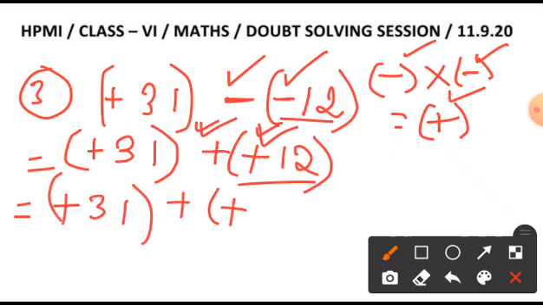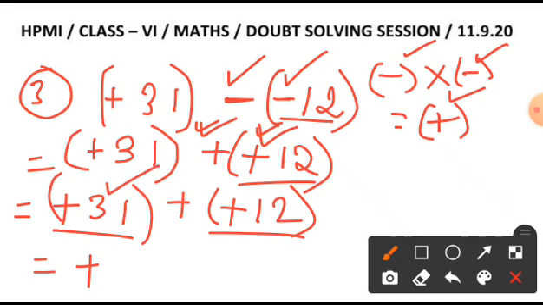Again you are adding two numbers having same sign, that is here both the numbers are having plus sign. So you will put plus and add their absolute values, that means 31 plus 12 you will get 43. I hope children you understood the steps now.